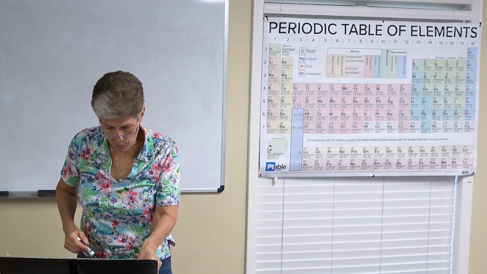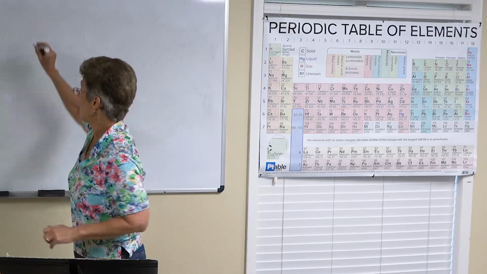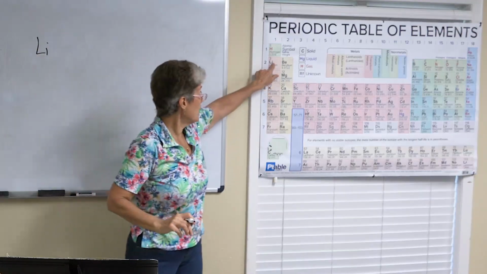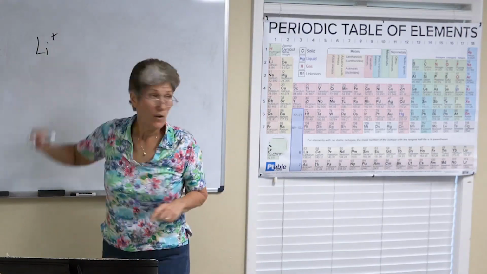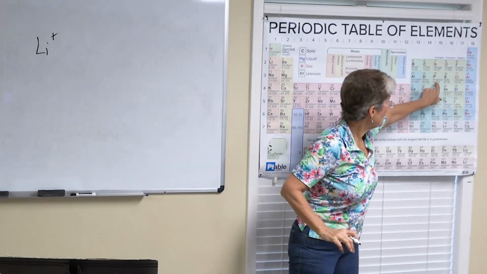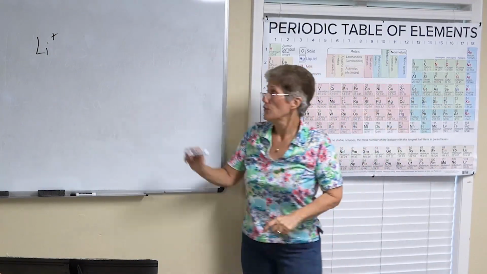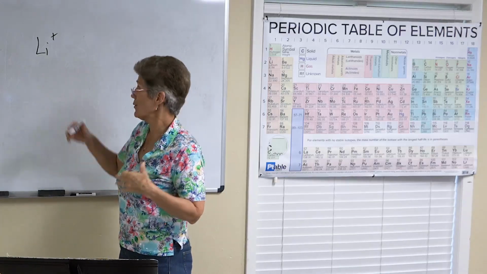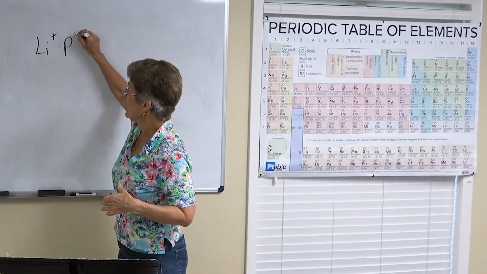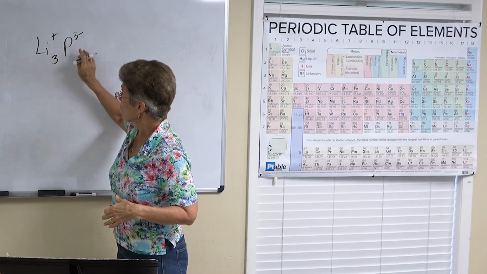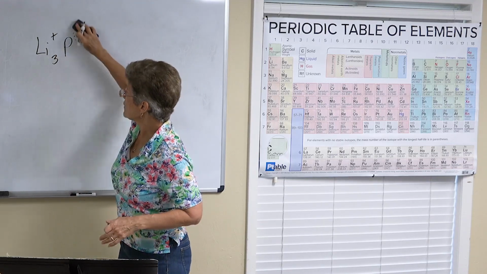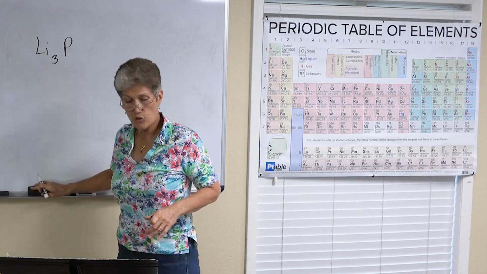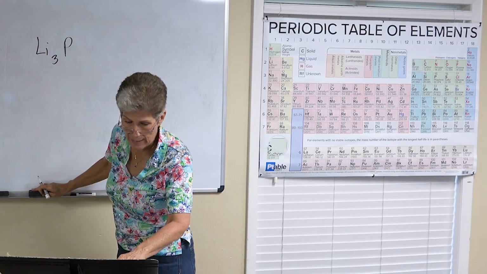Number 11, what is the chemical formula for lithium phosphide? Lithium, we found right here, is a +1. Phosphide, phosphorus is down here in group 5, so 5 minus 8, it's going to grab the 3 extra electrons, so it's going to be a -3. So you're going to put the 3 here. The 1 isn't written, it's the invisible 1. So that's how you would write lithium phosphide.